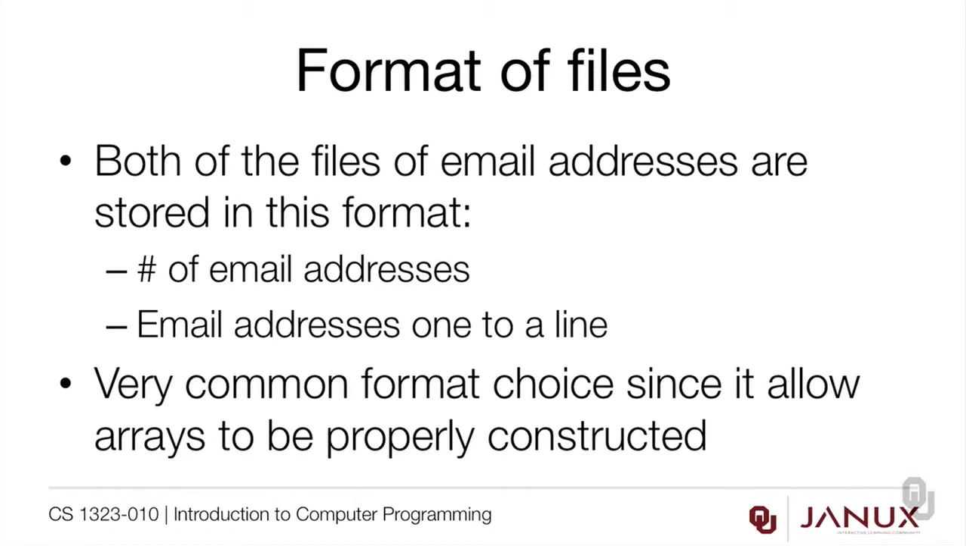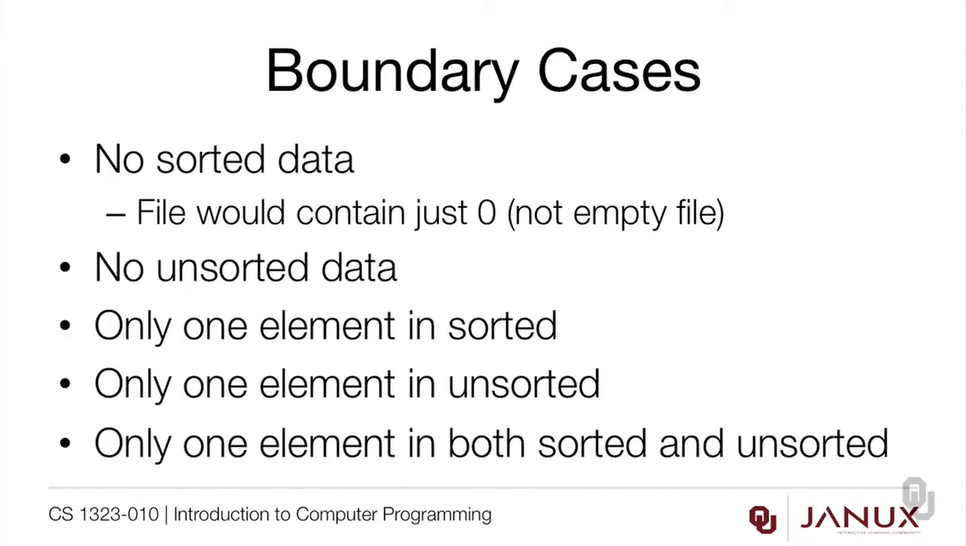We need to think about the format of the files. Here's a format that makes a lot of sense. First, you'll have the number of email addresses, and then you'll have the email addresses one to a line. This is a very common way to write files, and file formats are something that are very important to pay attention to. The advantage of this particular choice is because we know the number of email addresses, that makes it possible to directly construct the array, instead of having to read through the file once to figure out how much data is in it, and then construct the array and read the data again. So that's one of the reasons that this format is rather common.